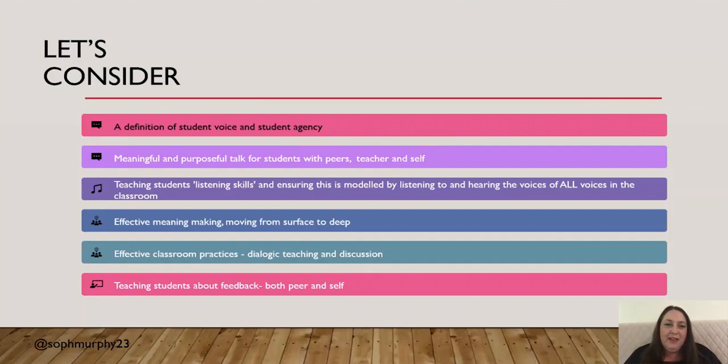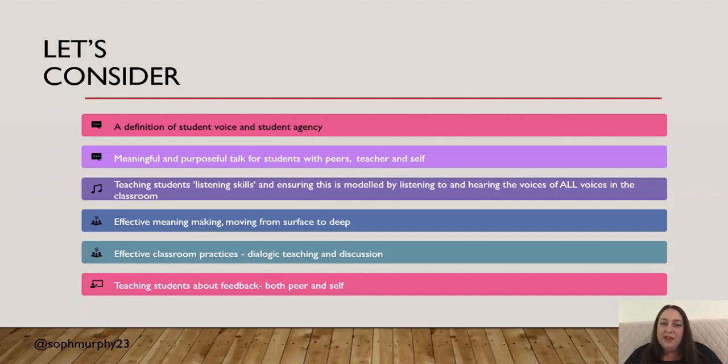We'll be looking at effective meaning making and moving from surface to deep. So again, these are words and vocab that we're hearing a lot in a lot of Victorian documentation, particularly from the department in the high impact teaching strategies, about moving from surface to deep. John Hattie's work has talked about this for a long time in moving from surface to deep and the importance of both surface and deep and moving there at the right time.